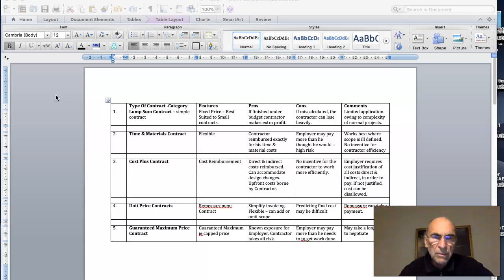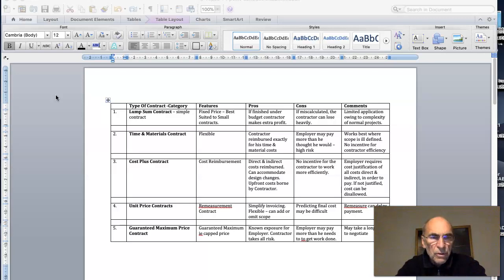So this is a flexible contract where the contractor is reimbursed exactly for his time and material costs. So the employer may pay more than he thought he would. So the risk is with the employer that the time and materials will be greater than he may have anticipated. So it does work best where the scope is ill-defined, and it's a fair way of remunerating a contractor because he gets paid for his time, he gets paid for his materials, but there's no incentive for the contractor to work efficiently.